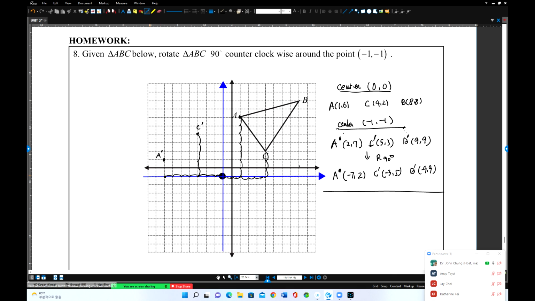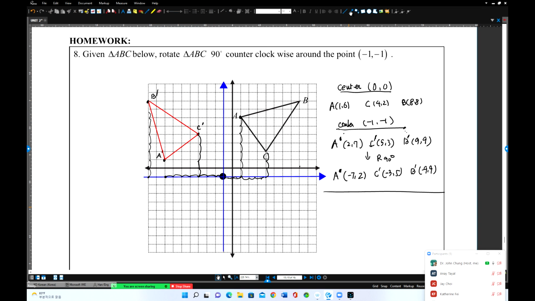Negative 9, from here, negative. Here is negative 9. Okay, and the 9 again up here. This is 9: 1, 2, 3, 4, 5, 6, 7, 8, 9. This is B prime. You make the lines of it. That's it. Okay. That is exactly 90 degrees.